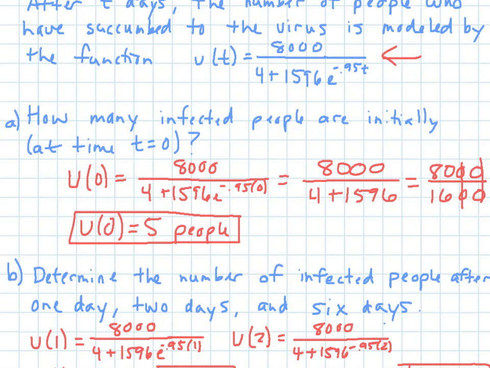Okay, so that's kind of how scientists are able to make a model so that it can actually reasonably estimate the number of people that are going to have something. Okay, have fun.